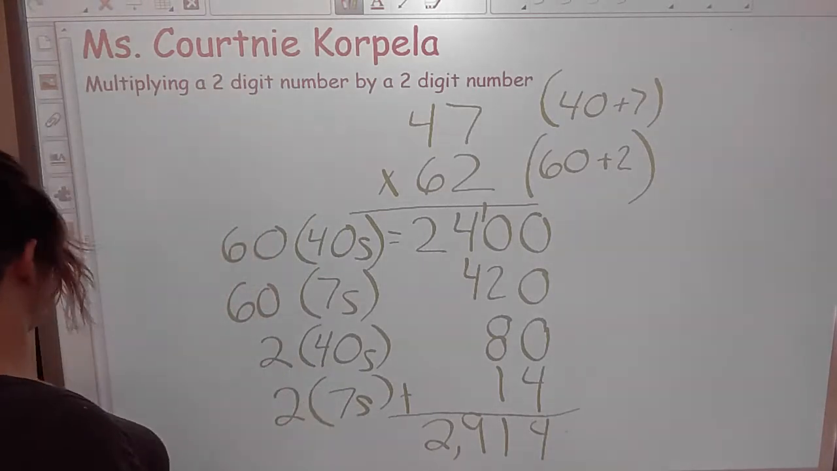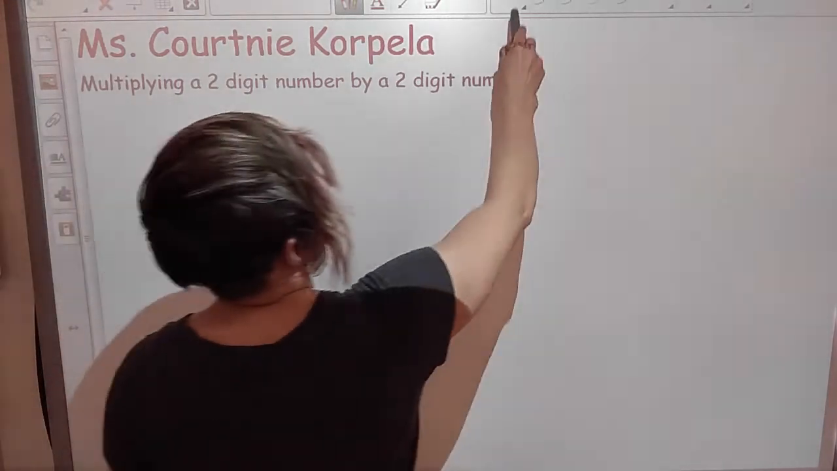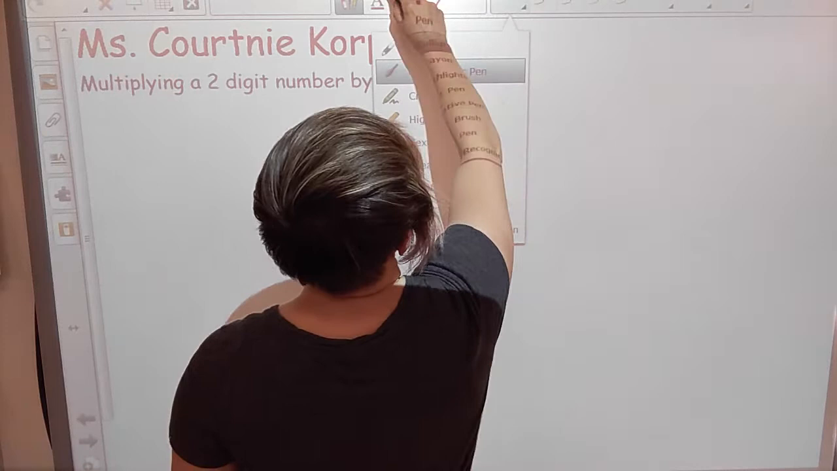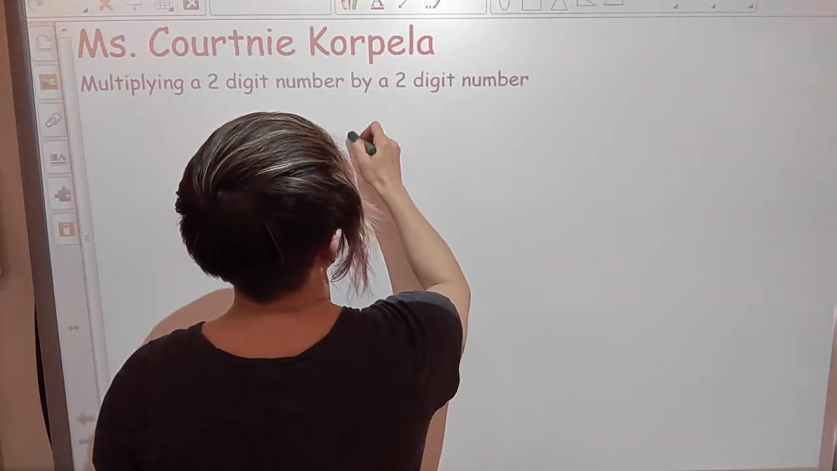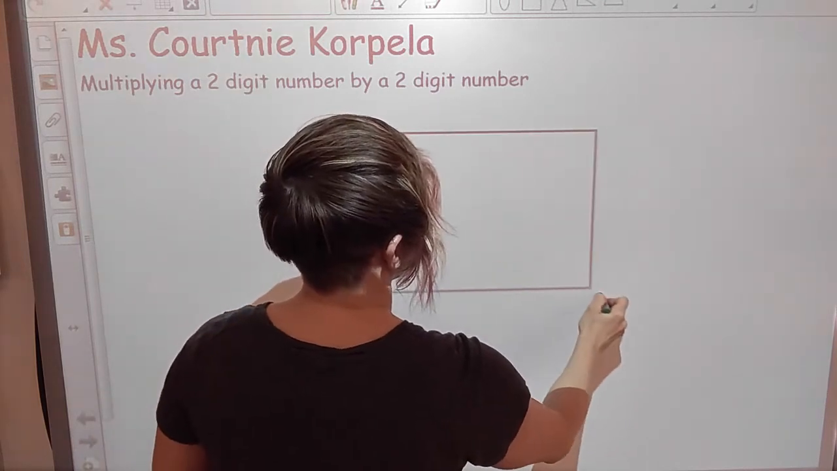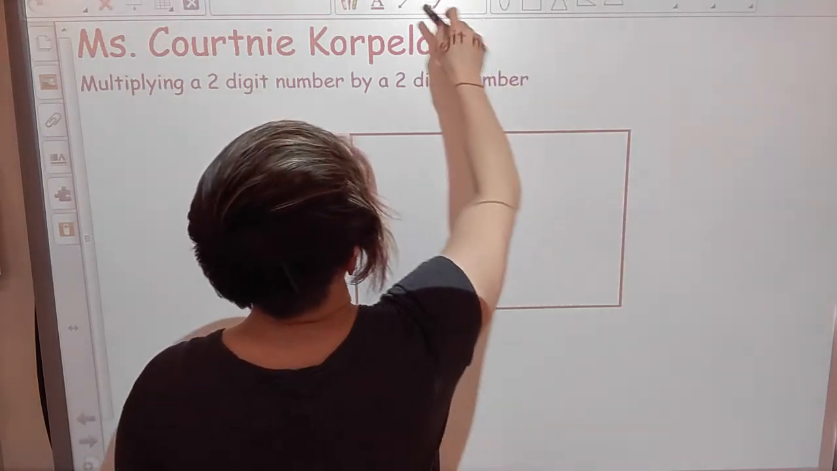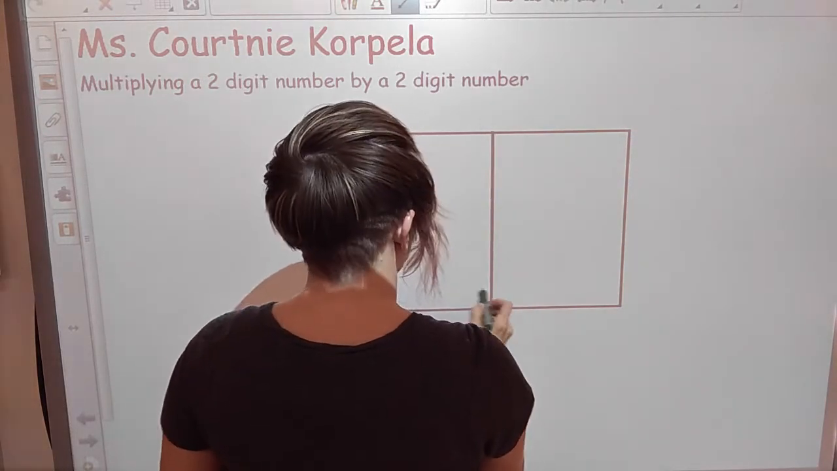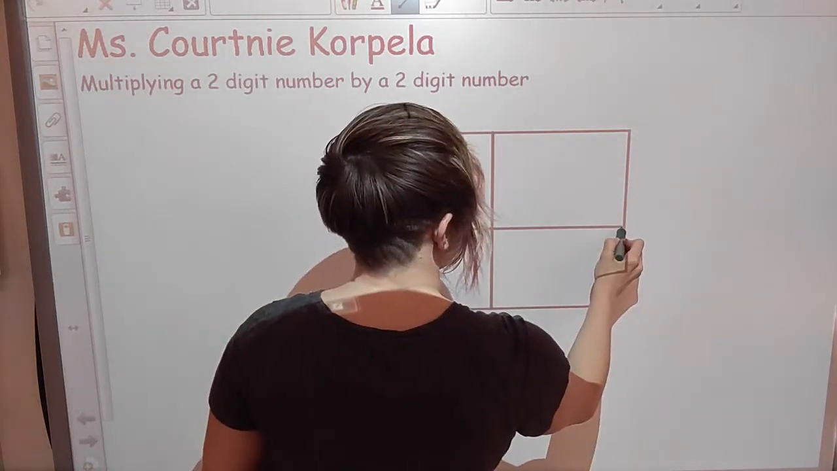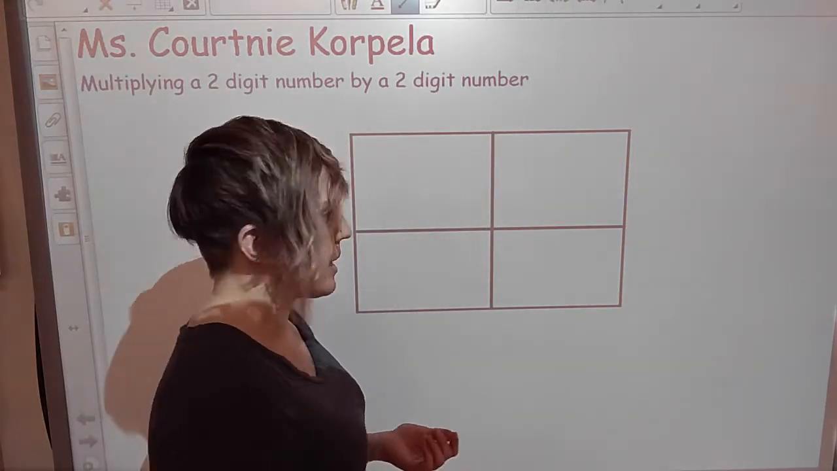Let's see how this looks using the lattice method. Because it's a 2 by 2 digit number, I am going to make a 2 by 2 lattice. I'm going to divide it into 2 down, 2 across, and then I put in my diagonals.